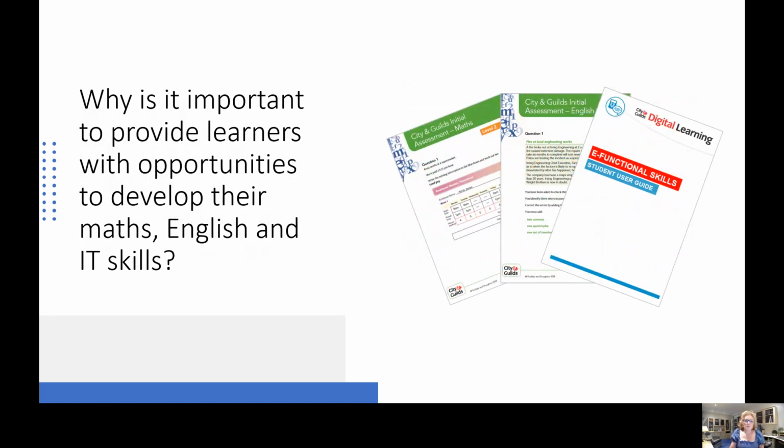So why is it important to provide learners with opportunities to develop their maths, English, and IT skills? Again, when we're dealing with adult learners, they could have been in a totally different headspace and a different environment when they were at school. So even their grades at maths and English may not be representative of what they know now, their current knowledge and their skills. Certainly if they're embarking on a funded programme, there is a requirement that everybody has to have English, maths and IT at, say, level 2. And for many adult learners, it can also be a prerequisite for a job application that they're about to make.